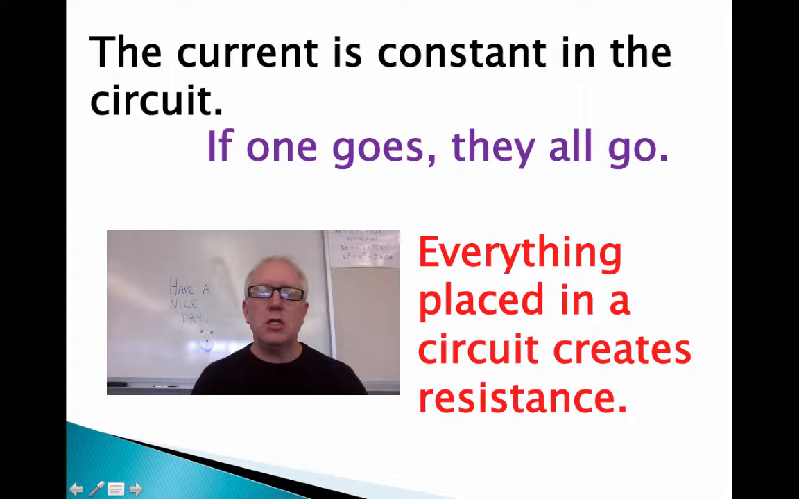Because they are connected in a row, the current is constant in the circuit. It's the same current that's flowing throughout the entire loop, and everything is on the same loop, is a way of looking at it. The disadvantage here is that if one of them goes, they all go. And as I said before, everything that is put in the circuit creates some resistance.